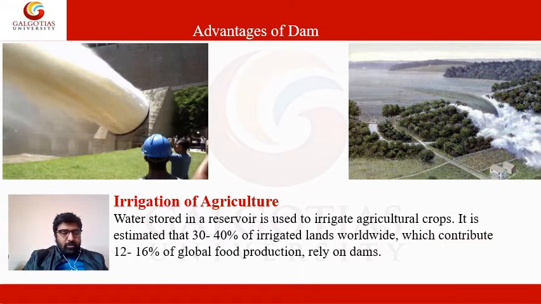Another most important use of dams is for irrigation purposes. Actually, 30 to 40% of irrigated land worldwide gets water from dams, and subsequently they contribute to 12 to 16% of global production, especially in India, in a state like Punjab. The dams are very beautifully and in a very planned way constructed, and as a result, we can see that Punjab has the highest productivity in crop area.